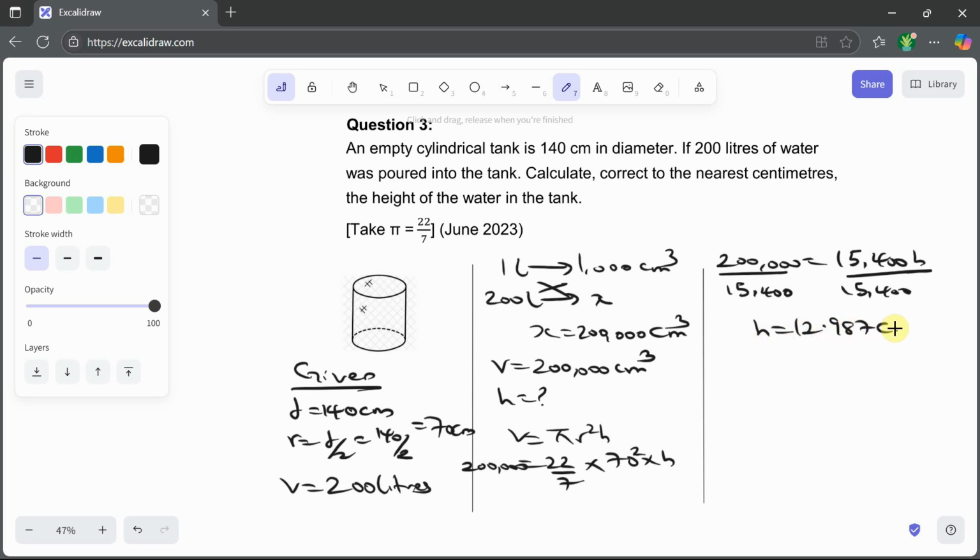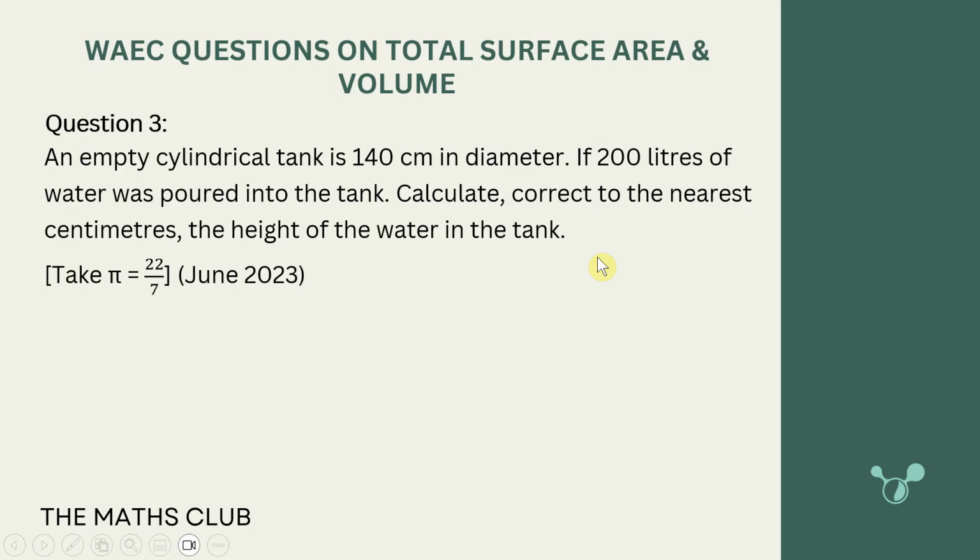So 200,000 divided by the answer will give me my h to be 12.987 centimeter. But the question says that we should correct to the nearest centimeter. The next value after it is greater than or equal to 5. Right? The trick is greater than or equal to 5. This is 9, so I'll carry over 1 to this guy. So my h is approximately 13 centimeter. Let's see which of our options will align with that. That will be option C. Great.